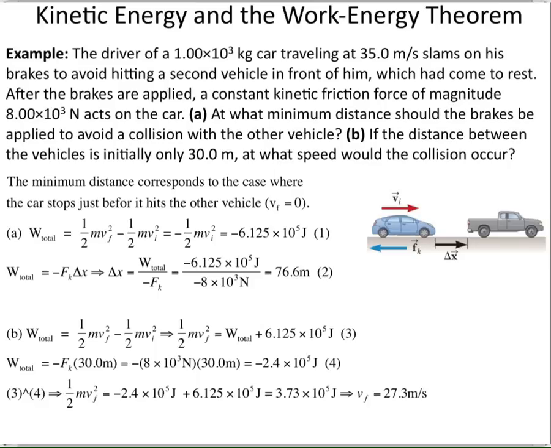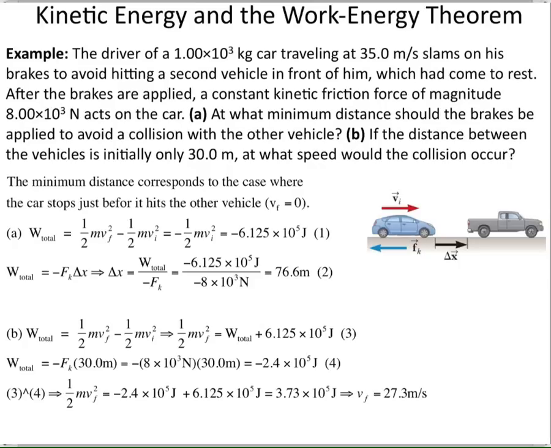So by using the Work-Energy Theorem, you can find the stopping distance because you know the initial and final velocities, and you know that these are related to the work done by the frictional force by the help of the Work-Energy Theorem. In the second case, it says if the distance between the car and track is given as 30 meters, then what speed should the collision occur?